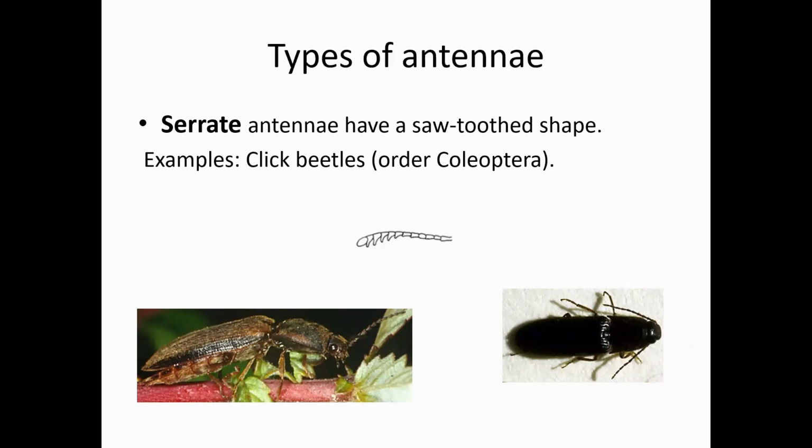And the serrate type, it is a saw-like structure. Antennae have a saw-toothed shape. It is observed in the case of click beetles. Saw-like antennae, serrate type of antennae.